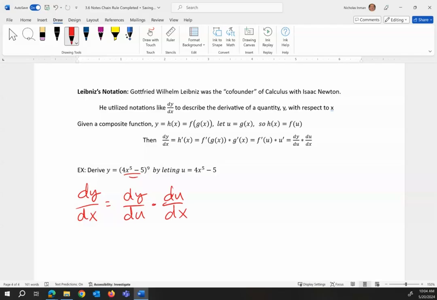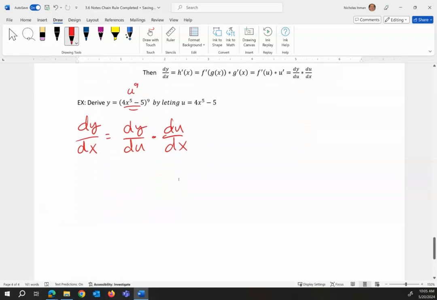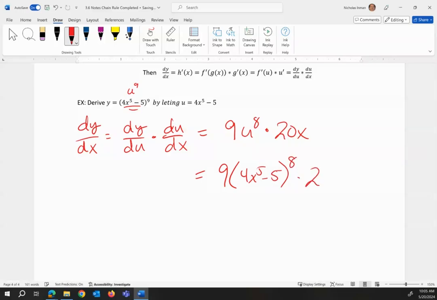So we kind of think of this as u to the 9th power. So we have something to a 9th power. We've done that. The derivative of this something to the 9th power is 9 times our something to the 8th. But then you times by the derivative of your something. So 5 times 4 is 20x, and the 5 is gone. Last but not least, you can just replace the u back with what it was. The u was 4x to the 5th minus 5. And so we're back to where we began.